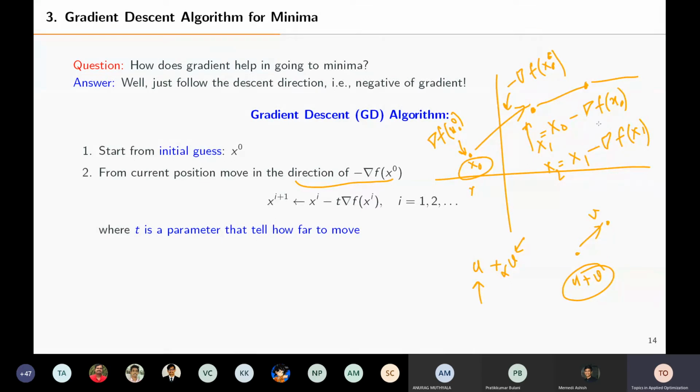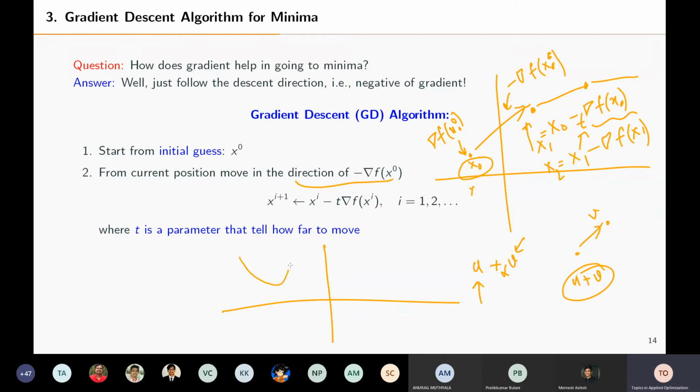As I said, if someone tells you a direction, another question is how far in that direction. So there will be some scalar t involved, which tells you how far I want to go. You scale the direction, and that tells you how far you are supposed to go. So it's not just about going in a direction, but also about how far you should go in that direction, because you may end up in some issues like this.